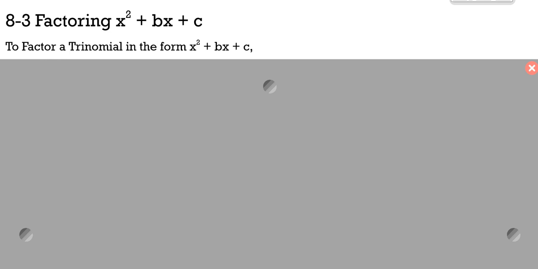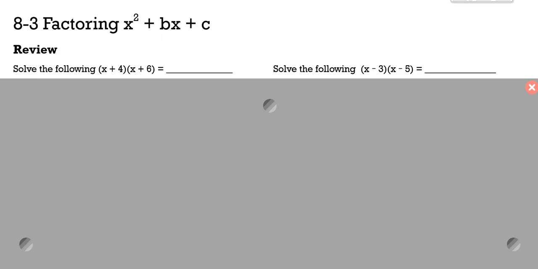What we're going to talk about in this lecture is how do we factor things that don't necessarily factor using the GCF. So we're going to start with a little bit of a review. What I want you to do right now is to just take a look at these two problems here and multiply those two sets of binomials together. So multiply x plus 4 times x plus 6, and then multiply x minus 3 times x minus 5.